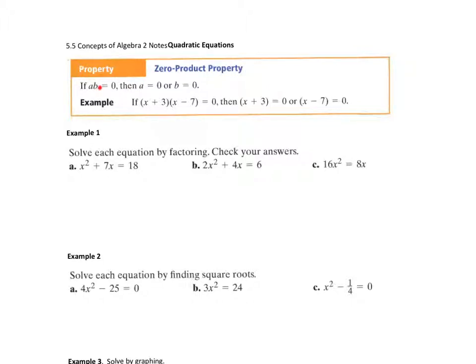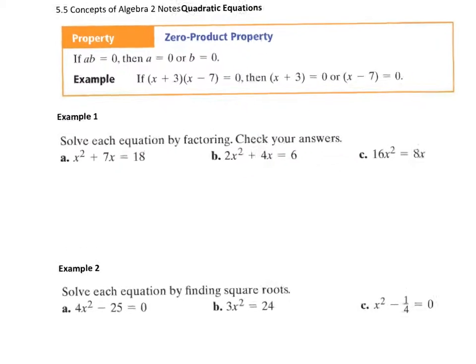So the zero product property is if you multiply two expressions or numbers and it equals 0, that means that A has to be 0 or B has to be 0, because 0 times anything is going to be 0. So if you have something factored and set equal to 0, then you're going to separate both of these factors. So solve each by factoring.